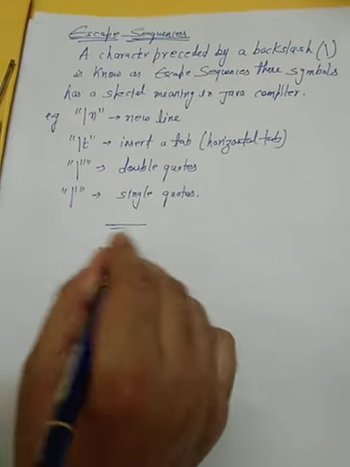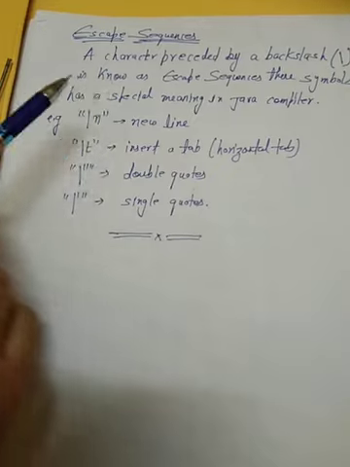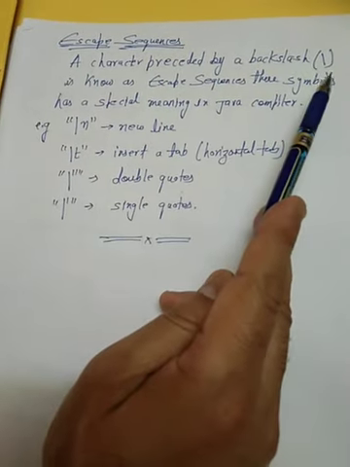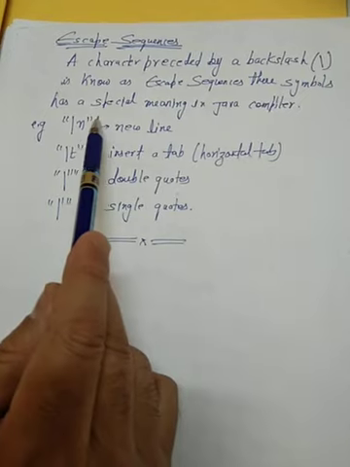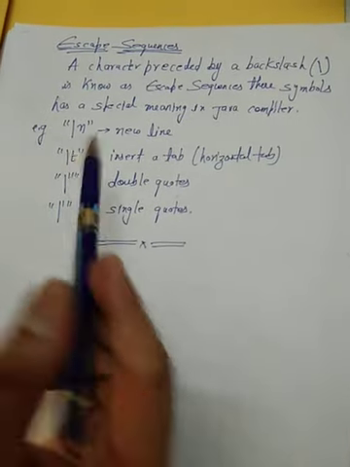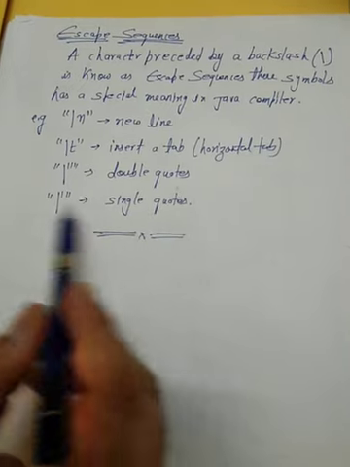So again I will repeat. A character preceded by a backslash is known as an escape sequence. These symbols have a special meaning in the Java compiler. First one is new line. This is to insert a tab, horizontal tab, double quotes, single quotes.